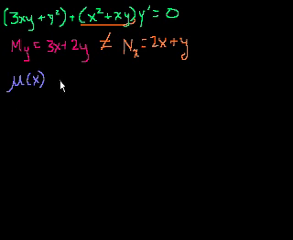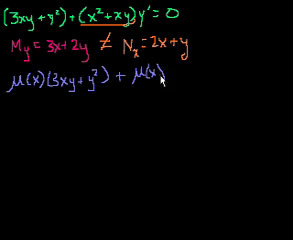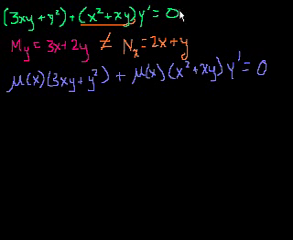And I'm going to multiply it by both sides of this equation. So I get mu of x times 3xy plus y squared, plus mu of x times x squared plus xy times y prime. And then what's 0 times any function? Well, it's just going to be 0, right? 0 times mu of x is just going to be 0. But I did multiply the right-hand side times mu of x. And remember what we're doing. The goal is, after multiplying both sides of the equation by mu of x, we should have an exact equation.